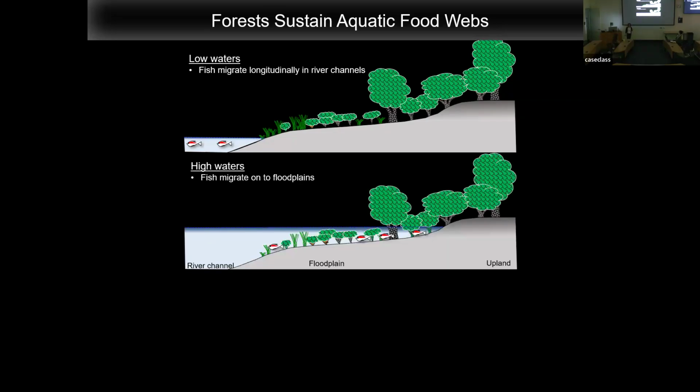And then the water level starts to rise. And these forests, or these riparian zones, become flooded. So many species will migrate laterally to these floodplain areas, to these flooded forests, where they can find major sources of carbon supporting the biomass. They find protection from predators, nursery grounds.